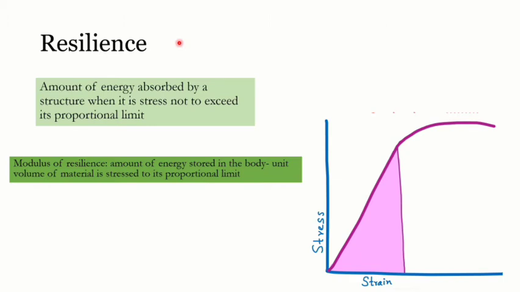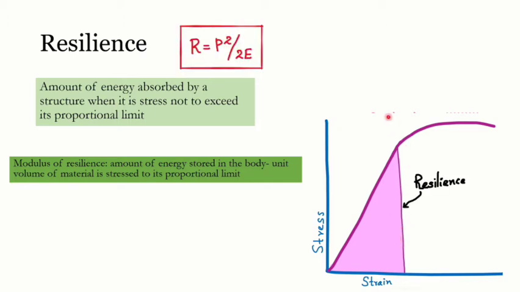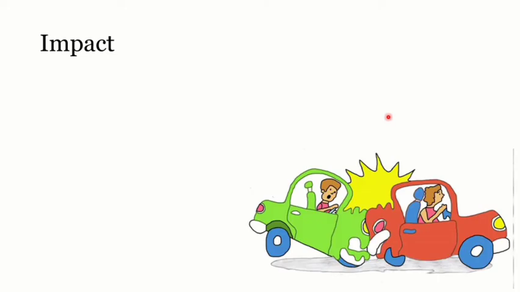If you want to represent or measure resilience, when the stress strain graph is plotted, the area under the straight line portion is the resilience. Now the modulus of resilience can be measured as R equals P square by 2E.